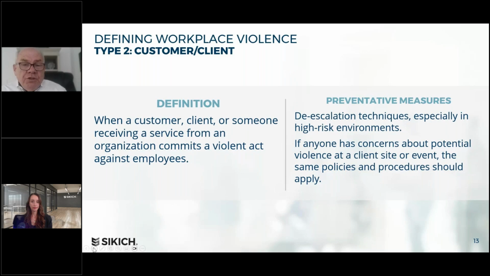And if anybody has concerns about this potential at the client site, the same policies and procedures should apply. And that includes us at Sikich. We do phenomenal work across the world on client sites, and they could be the most valuable client or customer that we have. But we want to make sure that our employees are in a safe environment, even if they're at a remote site, on a client site or event. Our policies apply to the same environment, and so that's why these acts often occur as workers are performing their normal tasks in front of customers and clients. So that's type 2. We'll go on to type 3.